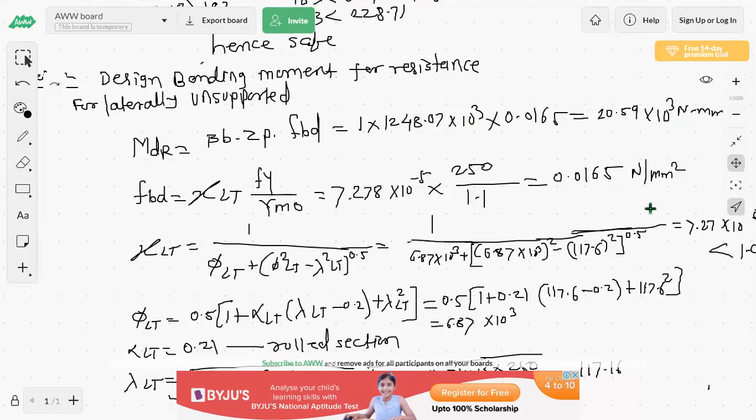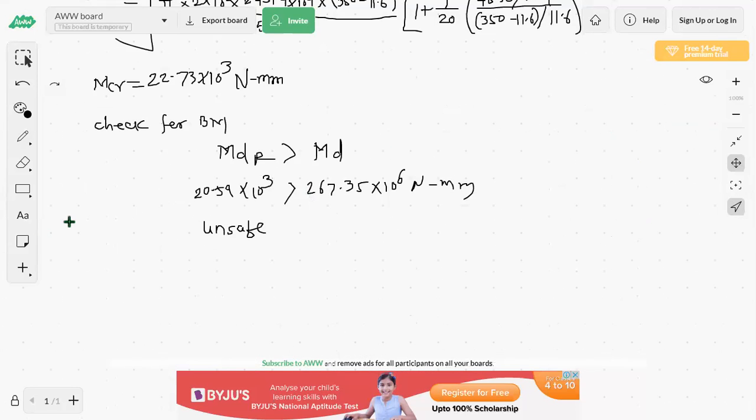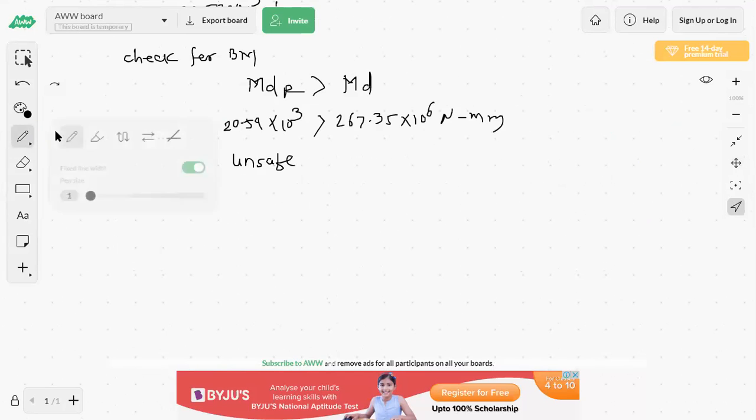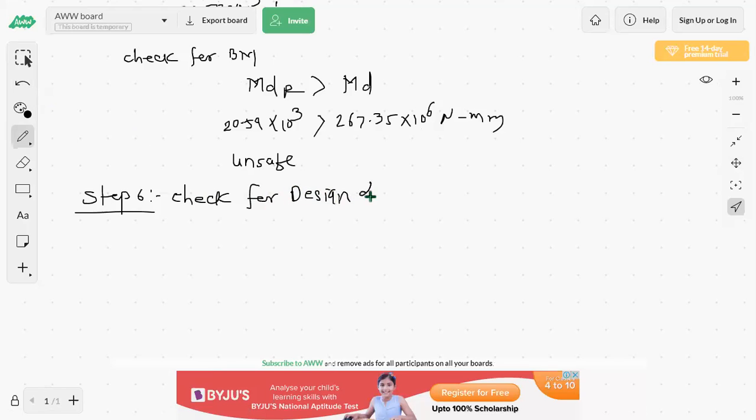So in this way we have to calculate this step. So now the next step is step number 6. Check for design of beam.